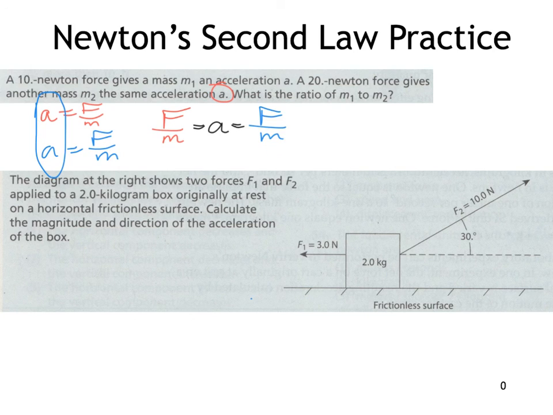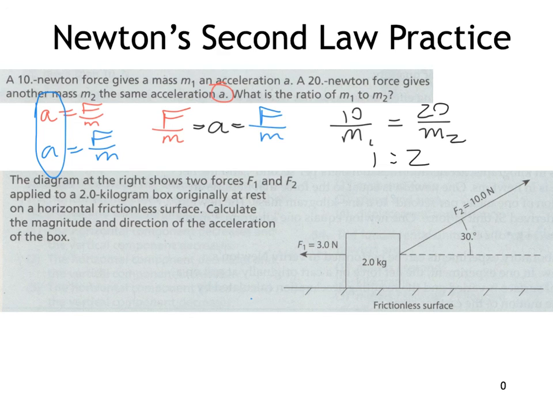Since they did tell me that the force on mass 1 is a 10 Newton force, and that the force on mass 2 is a 20 Newton force, then I can assume that since these two proportions have to be equal to one another, the proportion of m1 to m2 has to be the same as the proportion of f1 to f2. So you could say 10 to 20, or you could say 1 to 2.